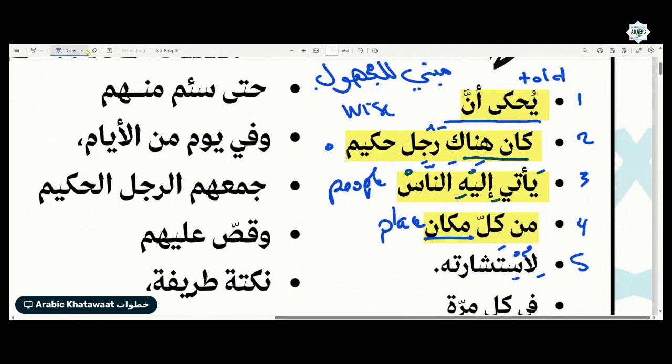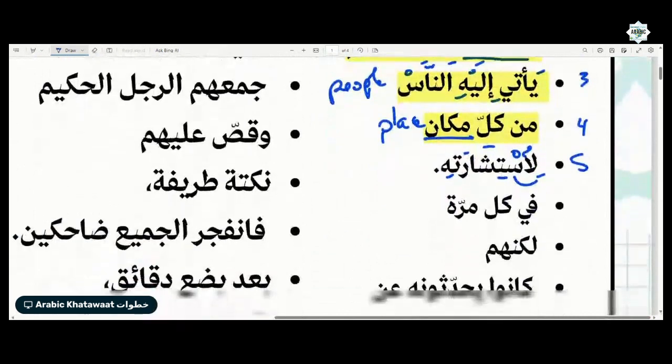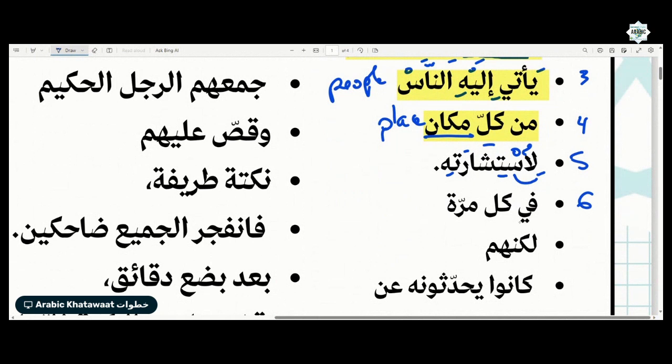لستشارته. And I'm blending here. لستشارته. في كل مرة. لكنهم. So I read. Now I'm going to translate. لستشارته. To consult him. So I have a complete sentence here. To consult and him. Three words in English, but one word in Arabic. They're all connected.